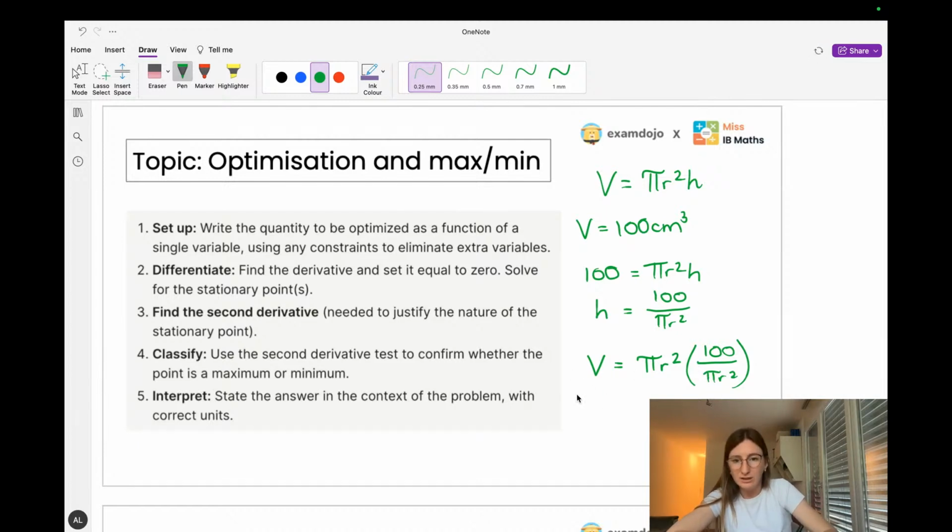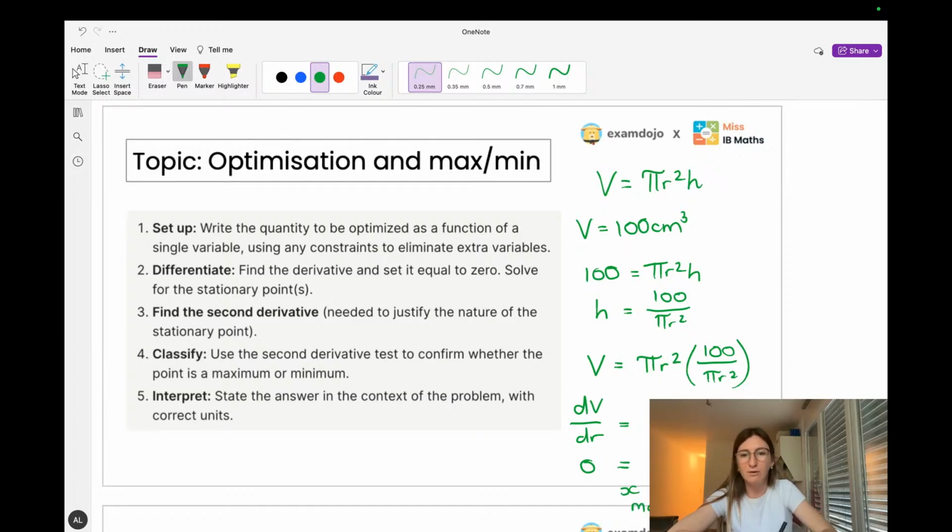Then you differentiate this. So you'll find dv by dr. And then to optimize, you want to find the maximum or minimum. So remember when we found the maximum or the minimum, we had to set it equal to 0. So we'd set it equal to 0, and we'd find the values of x that optimized, that maximized or minimized. So maybe that would be the maximum and that would be the minimum.